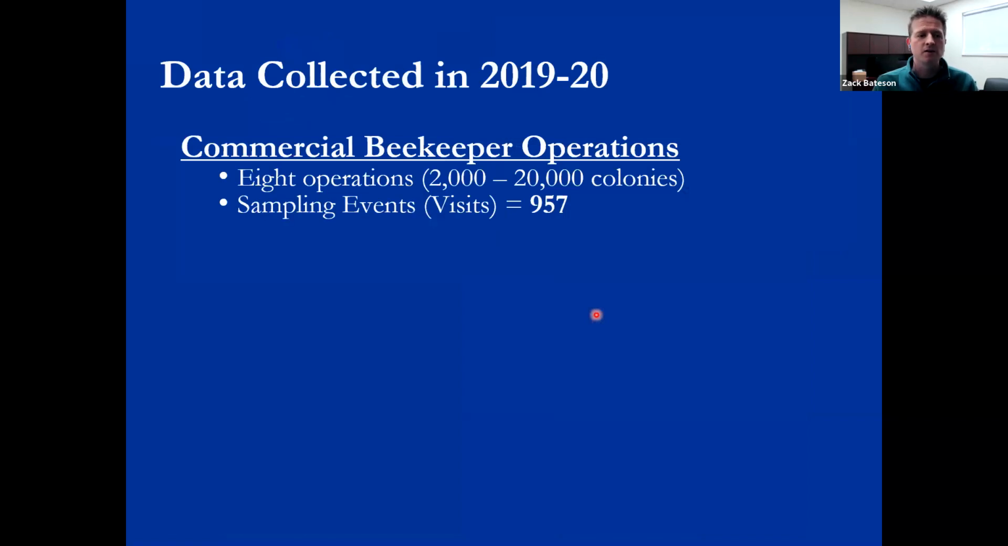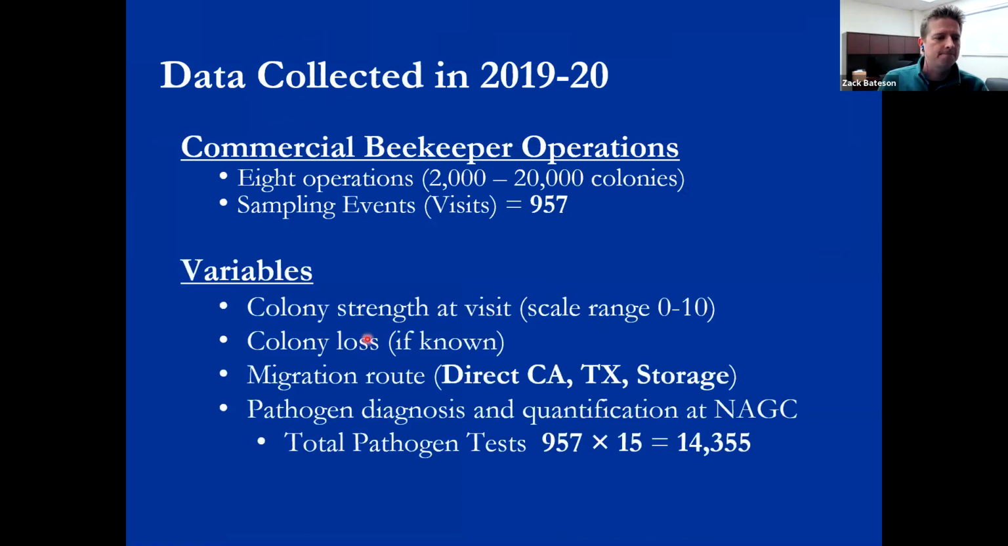All right, so let's get to the data. We have data from 8 operations, 8 commercial beekeepers, and their operations range from having 2,000 colonies to 20,000 colonies. So these are large operations. We have a total of 957 sampling events across this data set. For the variables that we included in our modeling, we have colony strength at visit, colony loss if it was known, migration route, and then pathogen diagnostics. If you do the quick math, you will find out that we did about 14,000 individual pathogen tests for this.